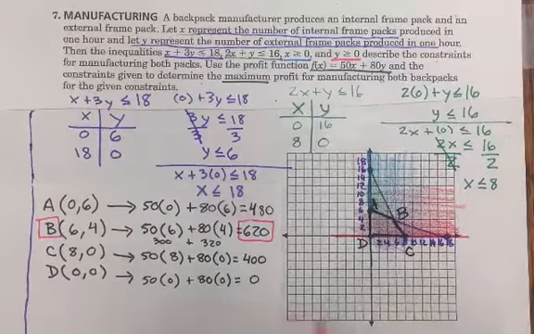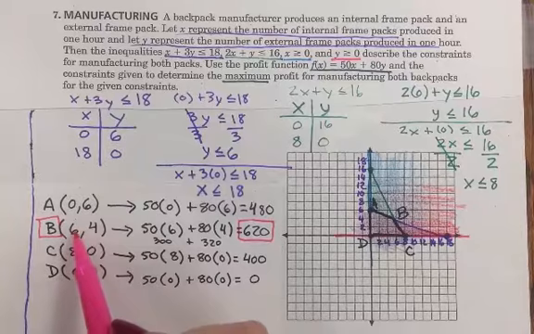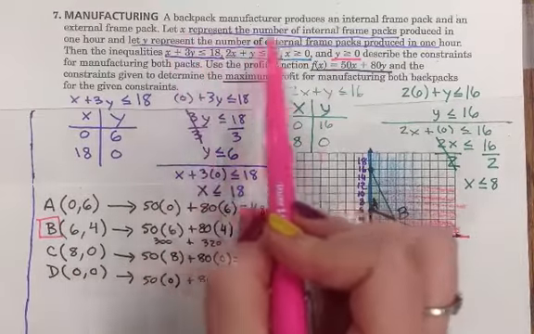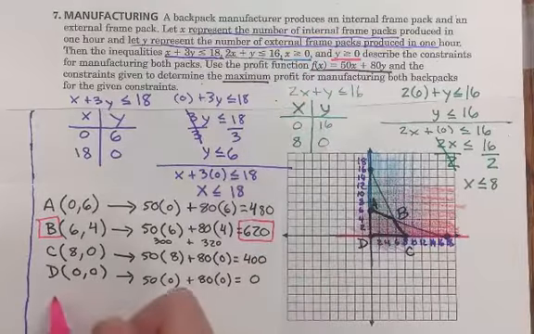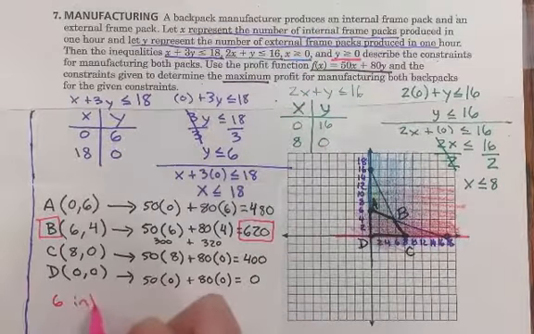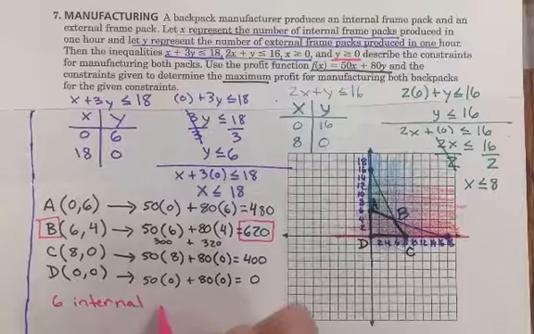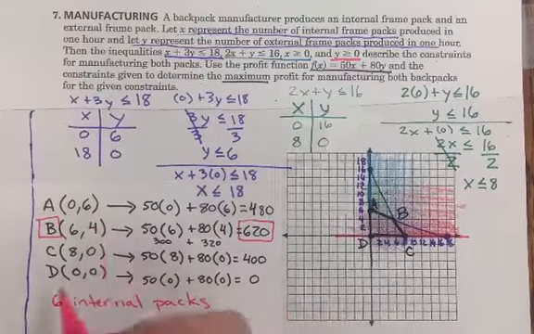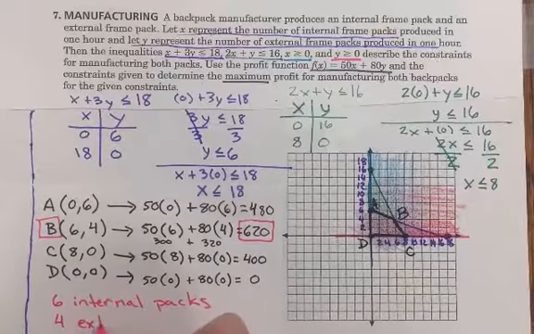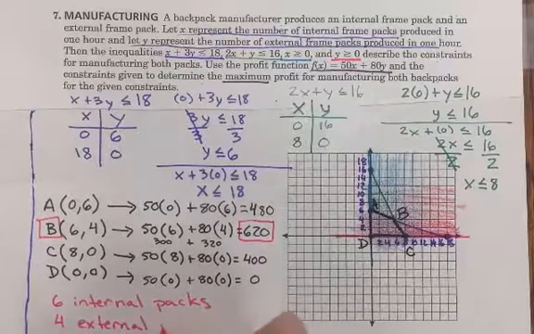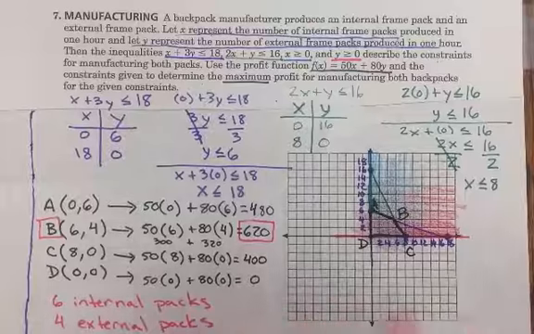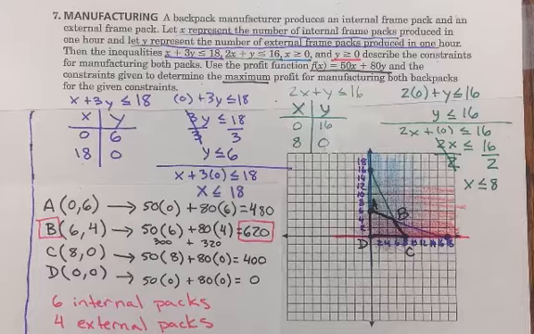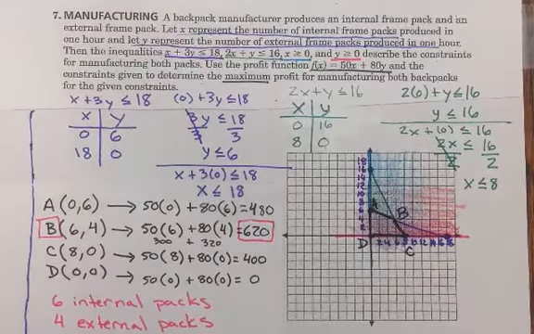So that means we are going to be making 6, well, what was the x representing? Well, x represents the number of internal frame packs. So we're going to have 6 internal packs, and we're going to have 4 external packs. And if we make 6 internal and 4 external, that means we are going to get the most money for our products.